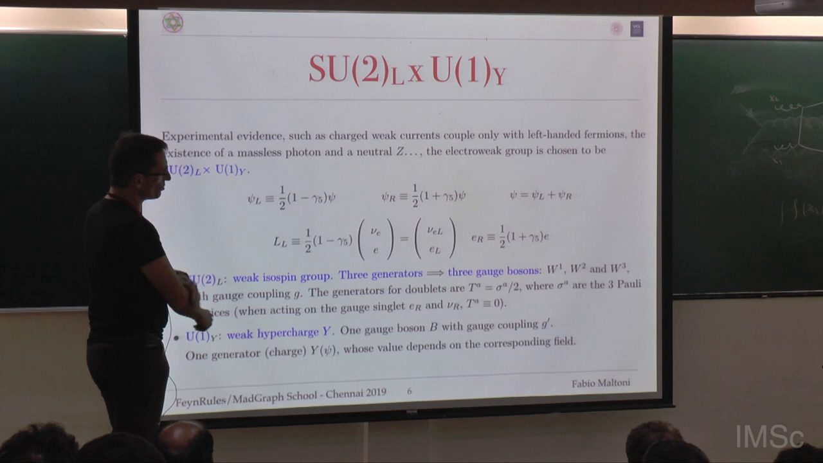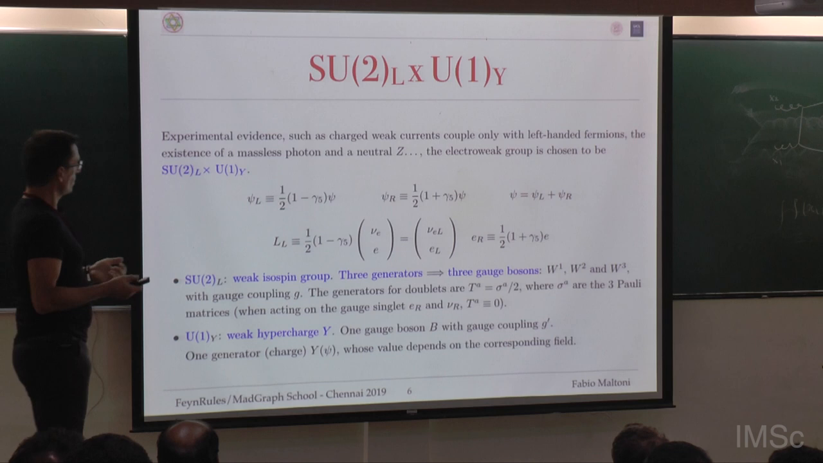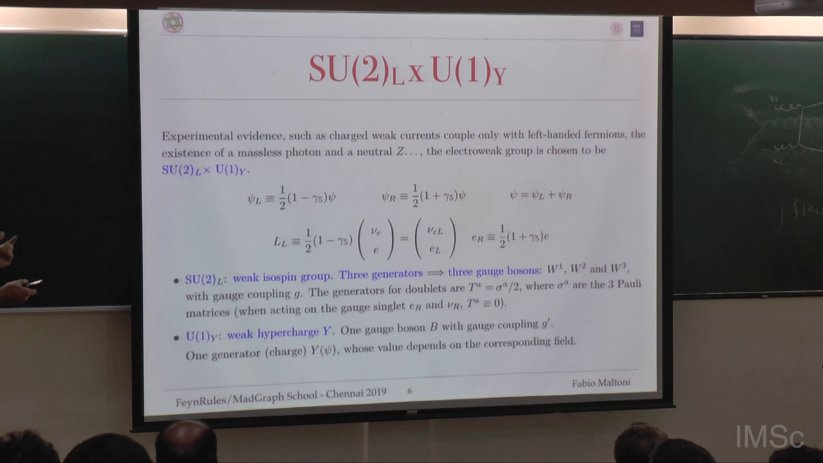And then we have an extra U1, which Weinberg had to include, because at the end we know that there will be one massless gauge mediator in our theory, which will be the photon. Therefore, we add a group, which is abelian, the weak hypercharge, and we call it Y.